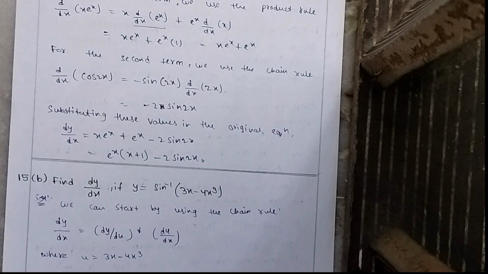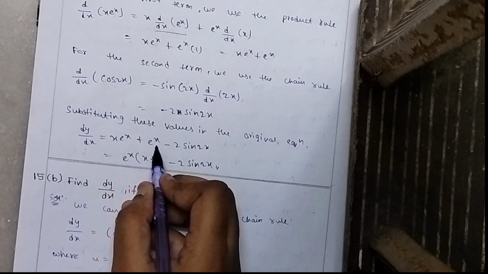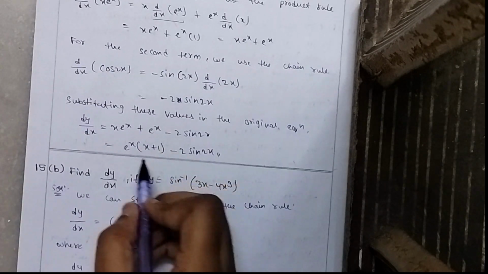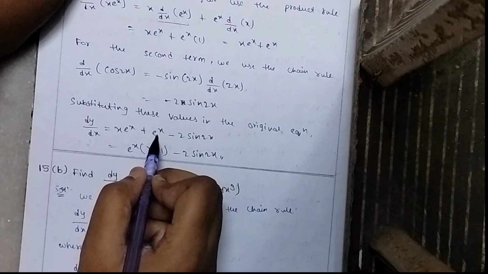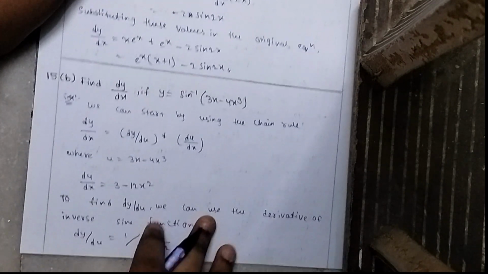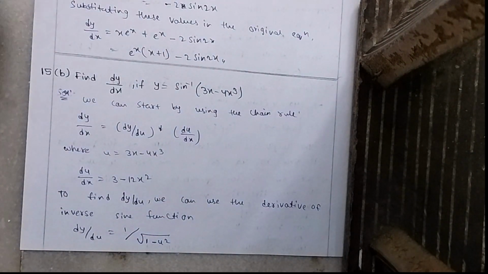Now substituting these two values in the original equation, we get x e power x plus e power x minus 2 sine 2x. That means taking e power x common, e power x into x plus 1 minus 2 sine 2x. Now 15b.